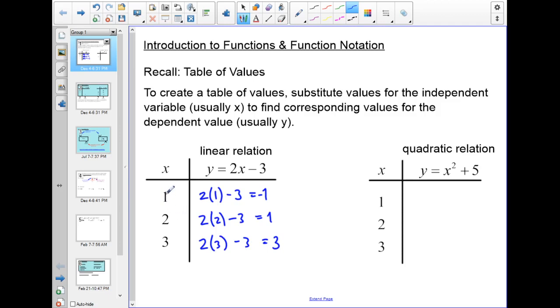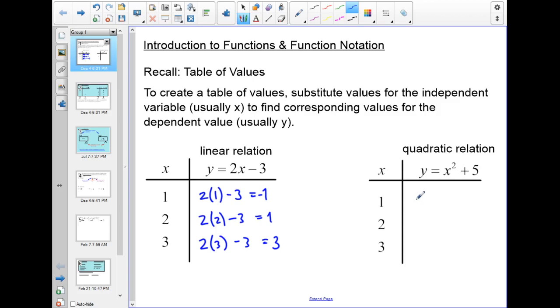So for my independent variable, when I put in an independent variable value of 1, I got out a dependent value of negative 1. Input of 2 gave me an output of 1. Input of 3 gave me an output of 3. With a quadratic relation, we would do the exact same kind of process. It's still the idea of assigning values to the independent variable, and then seeing what the result is for the dependent variable.